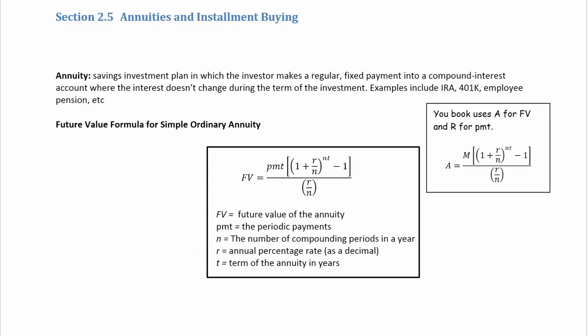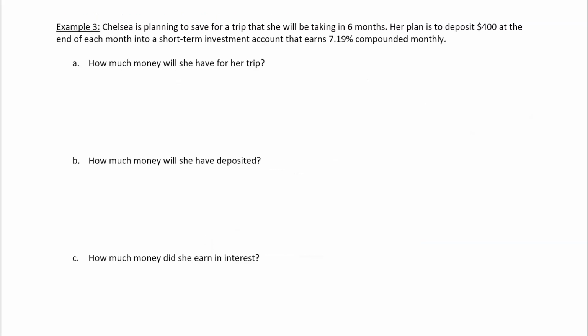Let's do an example. Chelsea is planning to save for a trip that she will be taking in 6 months. Her plan is to deposit $400 at the end of each month into a short-term investment account that earns 7.19% compounded monthly. Let's go over the values for the variables.